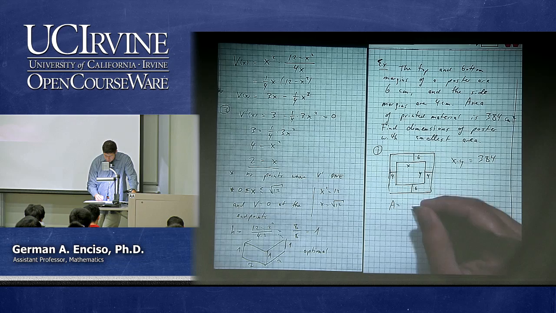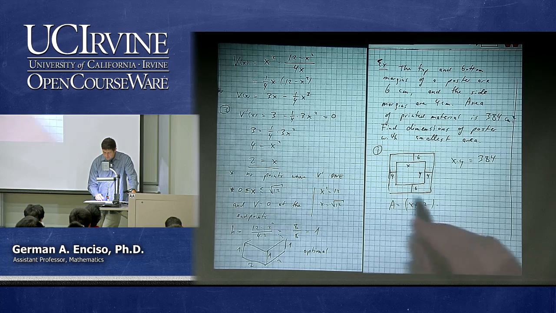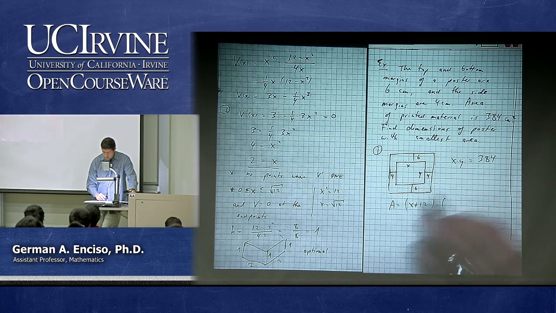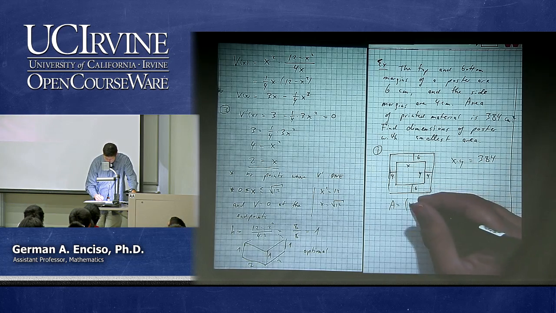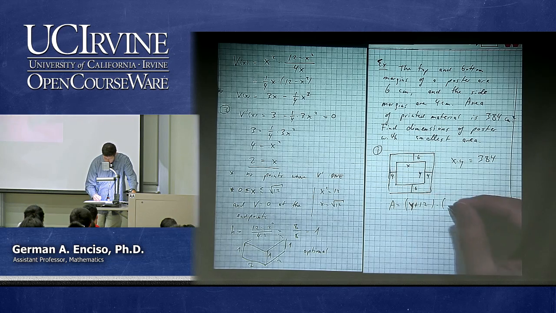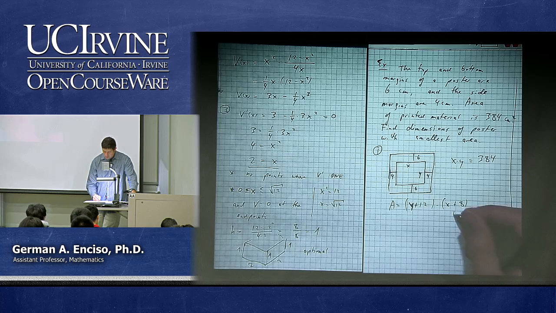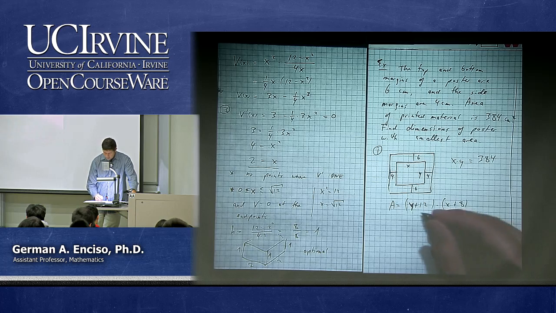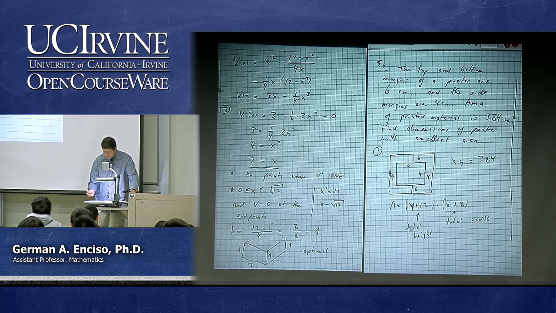That's right. So X plus 12 multiplied by, this is the total height of the poster, multiplied by the total width. Oh, sorry, this is Y plus 12. X plus 8. So this is the total width. This is the total height of the poster.